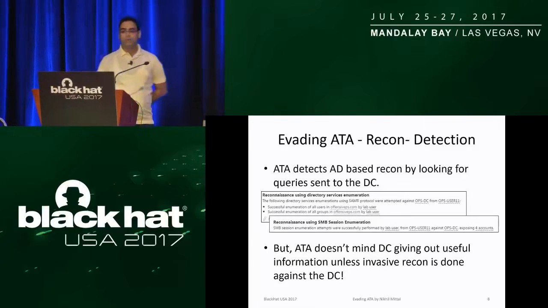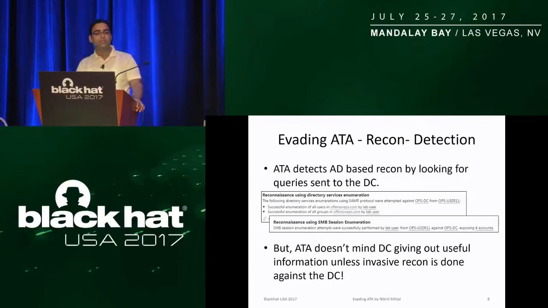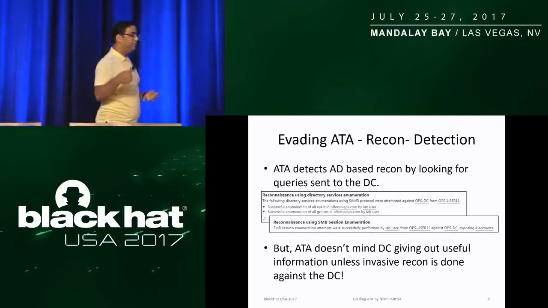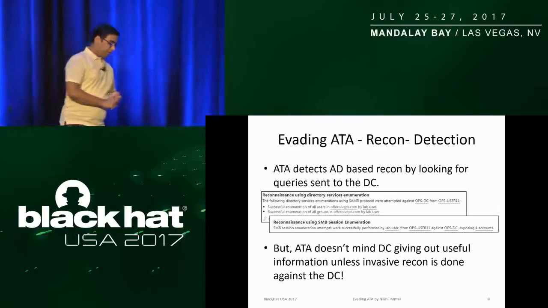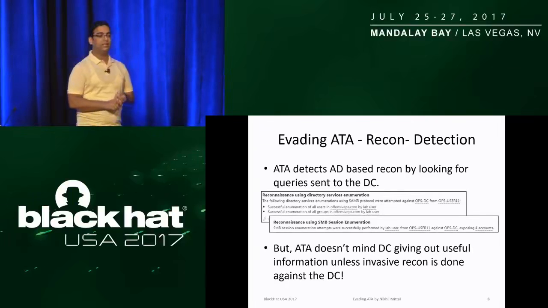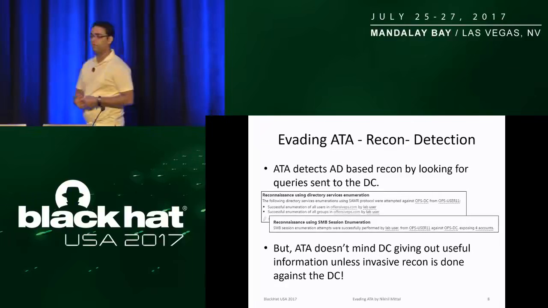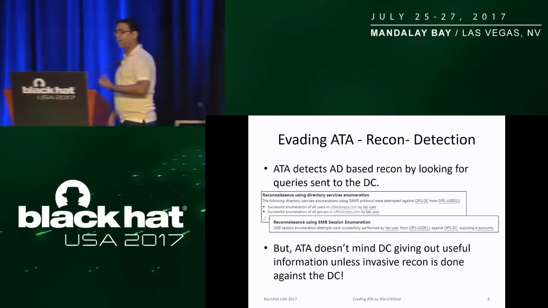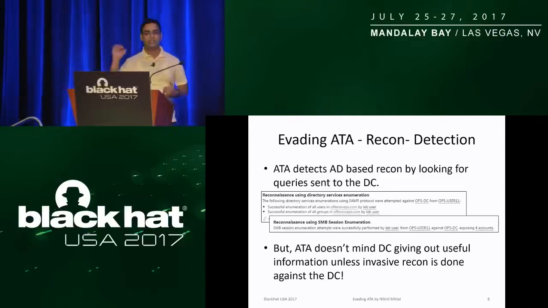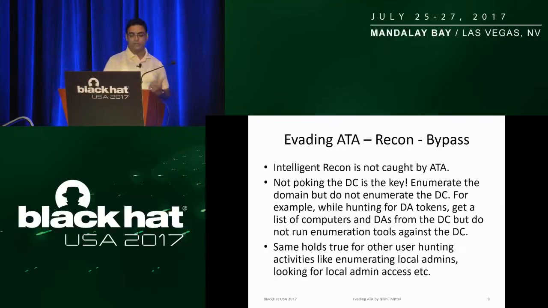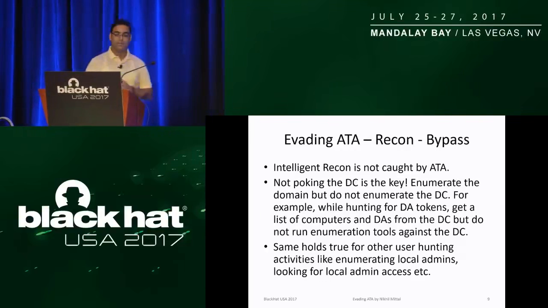Then slowly, once you start playing with ATA, you get to understand how it detects things. For example, in case of any recon, ATA generally, at least up to 1.7, does not really mind the DC giving out the information. That is, if you ask, give me the list of computers, it's fine. Give me the membership of the domain admins group, that's fine as well, as long as you then do not go back to the DC and do some intrusive enumeration. And what's that intrusive enumeration? We'll come back to that in a moment.